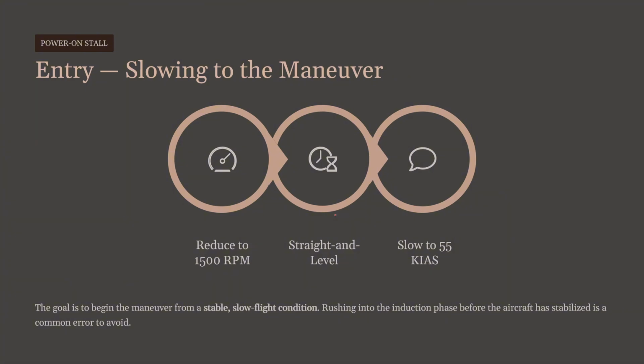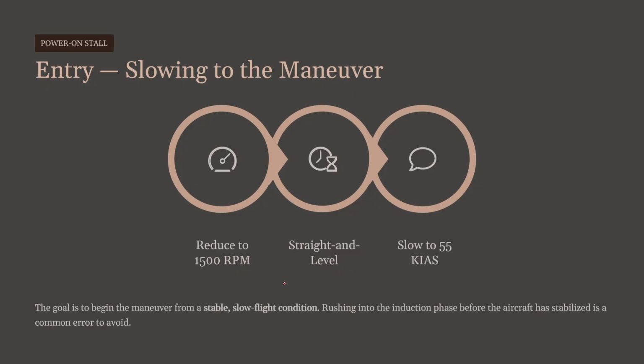Here's the entry for the power on stall. To begin the setup, reduce the power to about 1500 RPM and maintain straight and level flight while allowing the airplane to slow down. You're going to keep pitching up gradually to hold altitude. And we let the airspeed decrease to about 55 knots, which is roughly our rotation speed for takeoff.